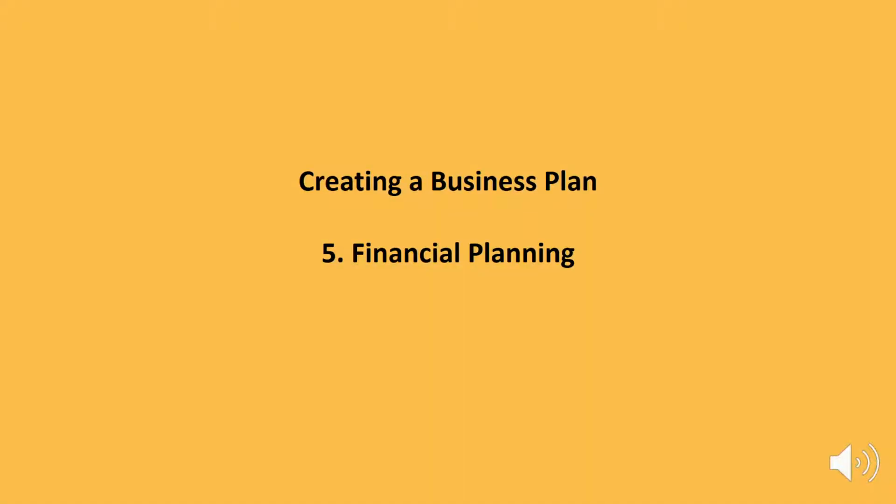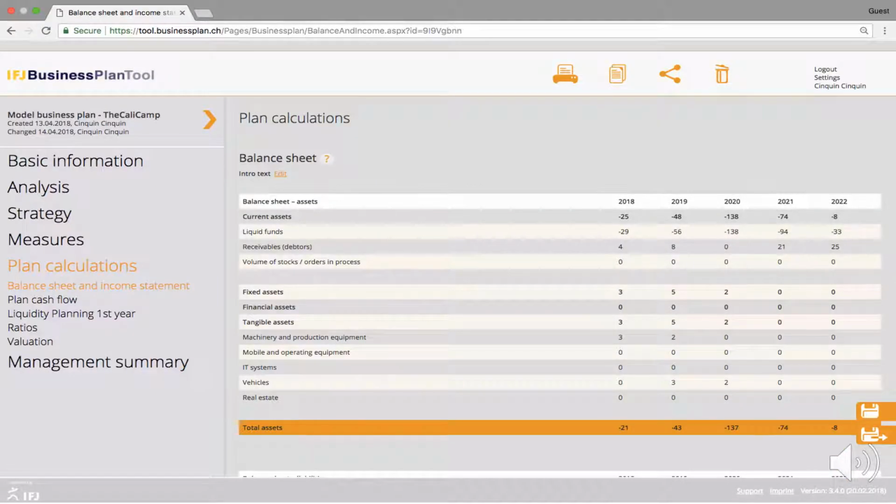Once we've analyzed the situation, defined our ideas, and planned our measures, we arrive at financial planning. We click on Plan Calculations and start with the balance sheet and income statements. The sheet is from 2018-2022, as we have defined it that way in our business plan.